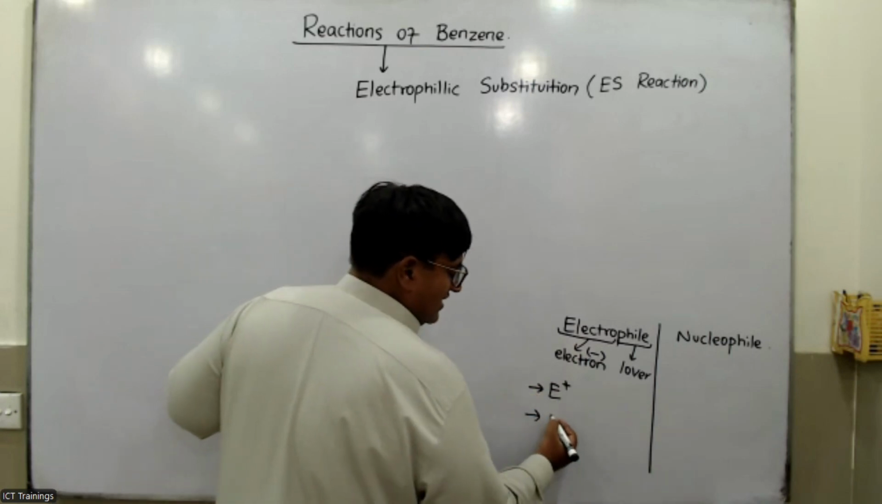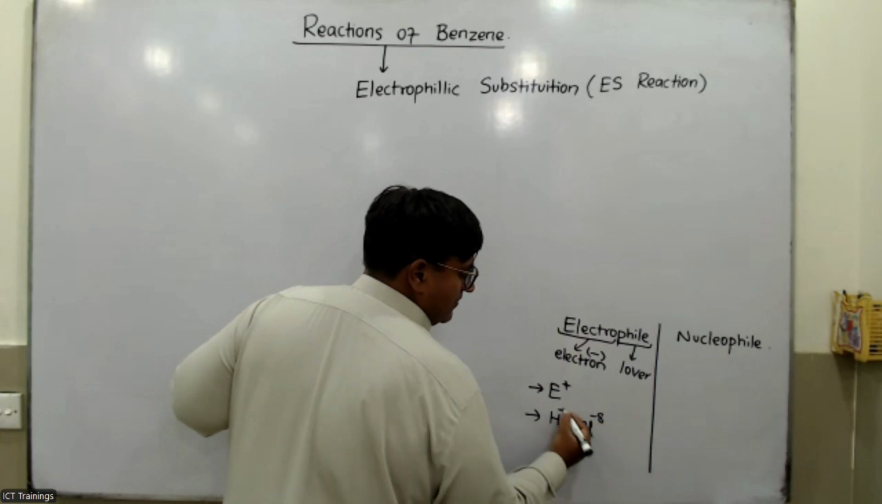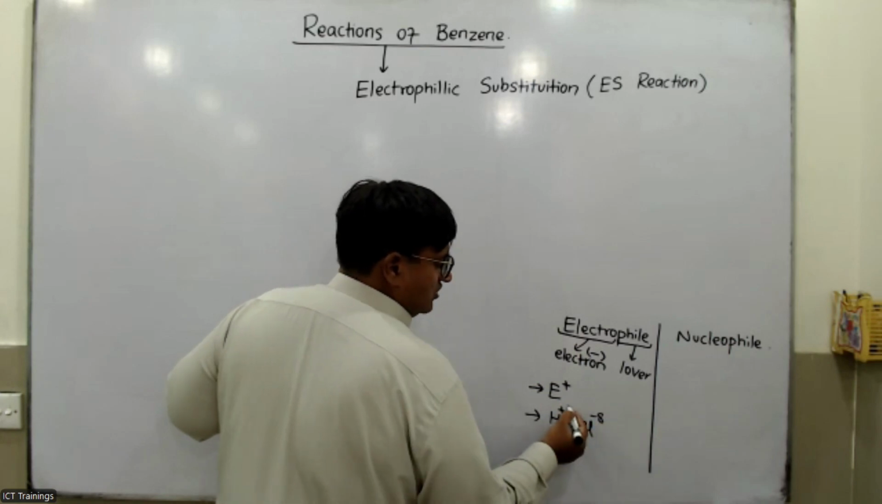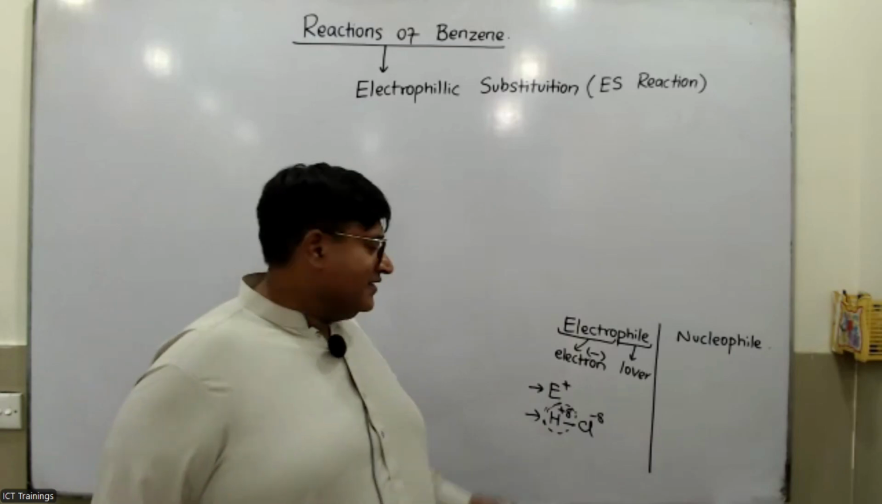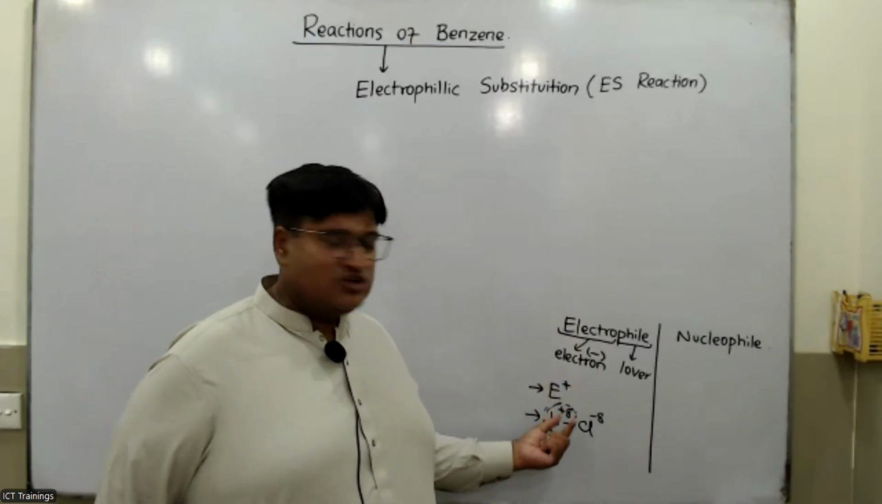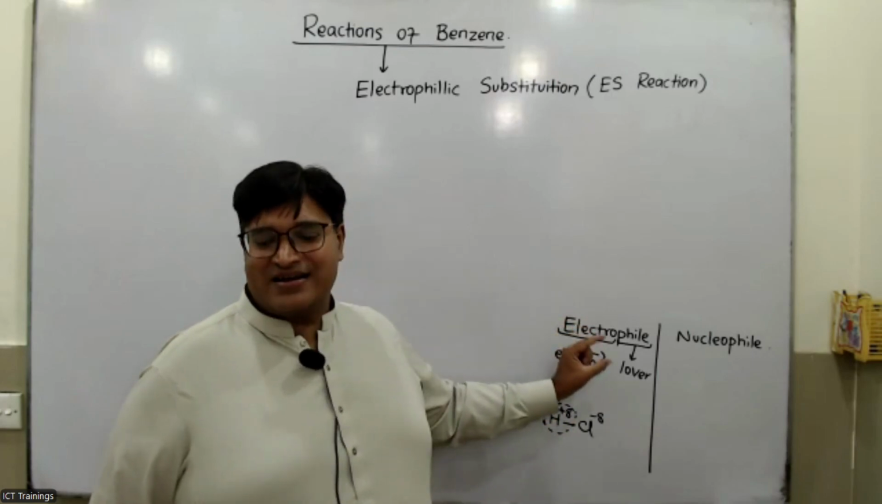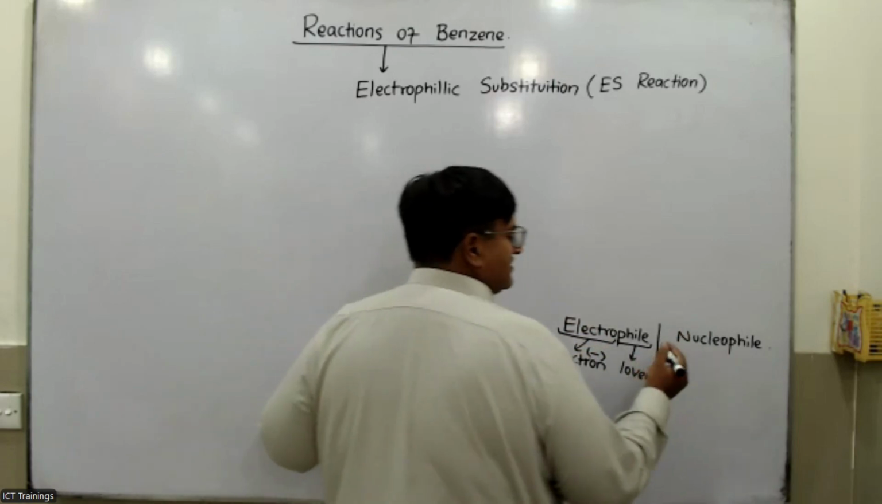Okay. The second thing, if you got a polar molecule like partial negative and partial positive, so the partial positive part of a molecule, that is also acting as an electrophile. Okay, so you got the positive charge or you got the partial positive charge. So these things, they would act as the electrophile. Okay, now move towards the nucleophile.